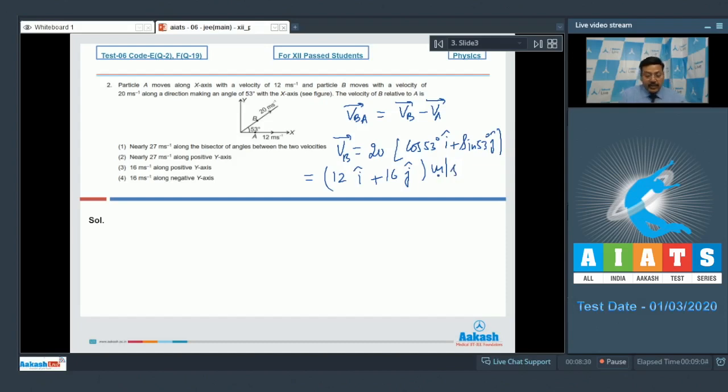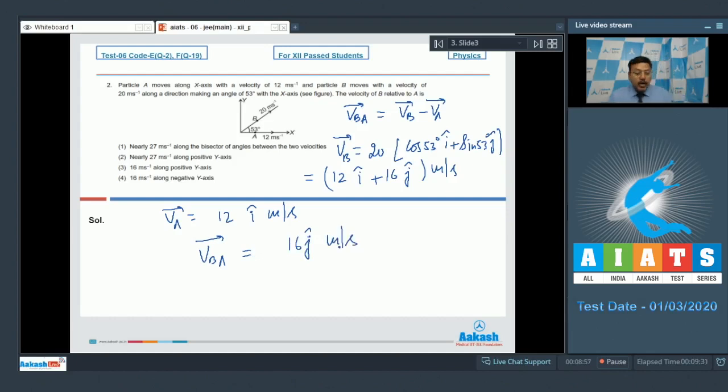And if you look at velocity of A with respect to ground, well, that is pretty straightforward because it's along the x-axis, so it is 12 i cap meter per second. So velocity of B with respect to A, if we look at, we see that it is vB minus vA. That means it is 12 i cap plus 16 j cap minus 12 i cap, or it is simply 16 j cap meter per second.